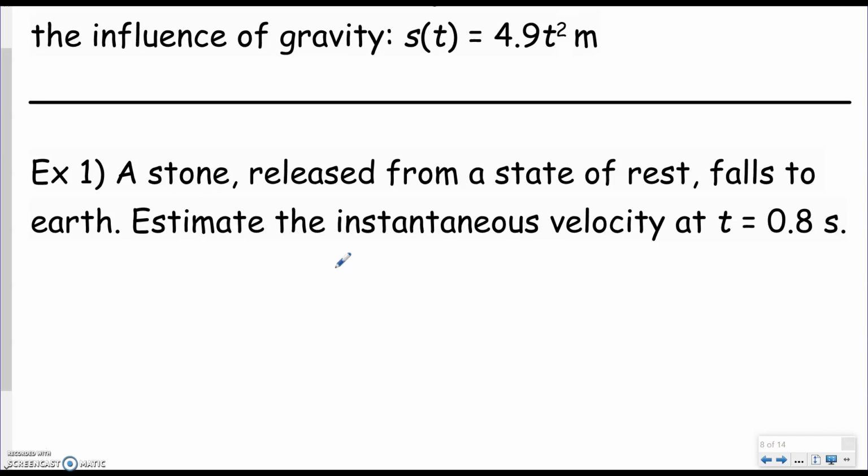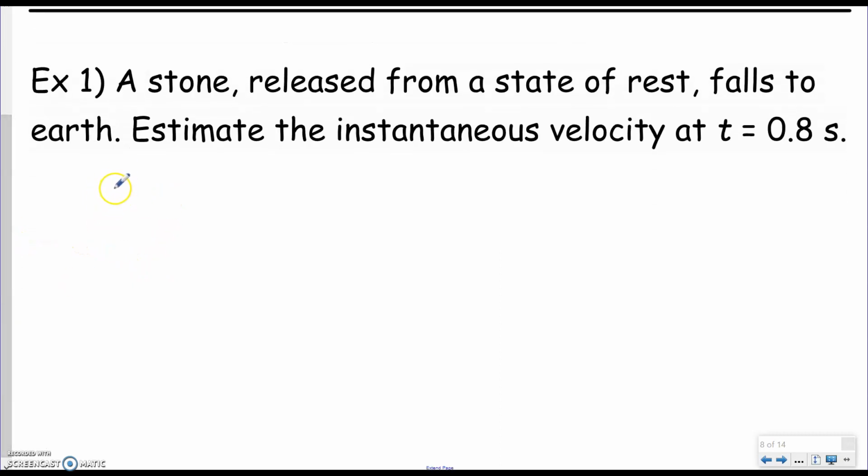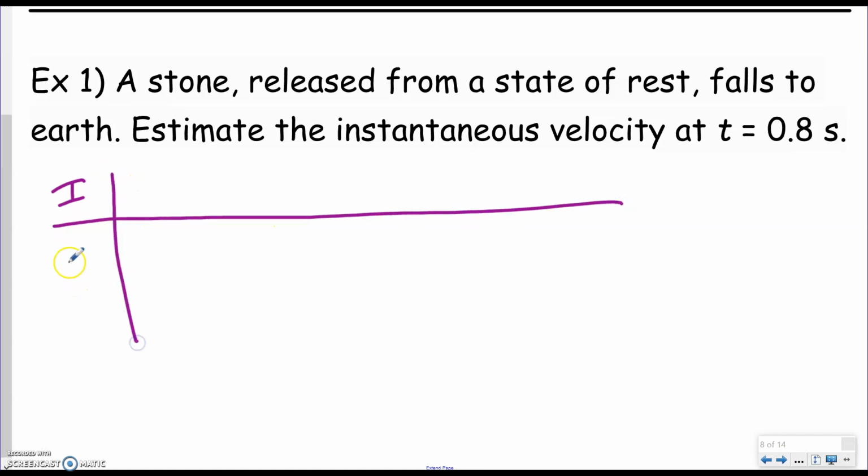Now, the easiest way to do that is just to test values, or find average rates of change over intervals that are smaller and smaller and closer to that 0.8. So what I'm going to do is find the average rate of change from an interval that gets smaller and smaller. So average velocity, average rate of change, average velocity. We're going to start by using 0.8 and going to 0.81.